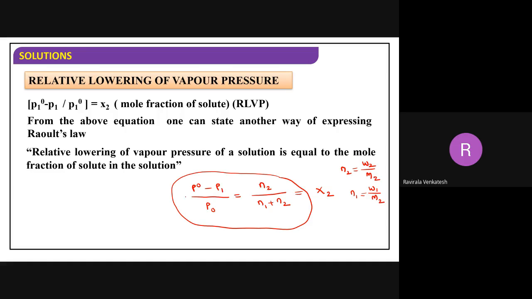Now when you substitute this into the formula, what do we get? P naught minus P1 by P naught is equal to N2, which is W2 by M2, divided by N1, which is W1 by M1, plus N2, again W2 by M2.